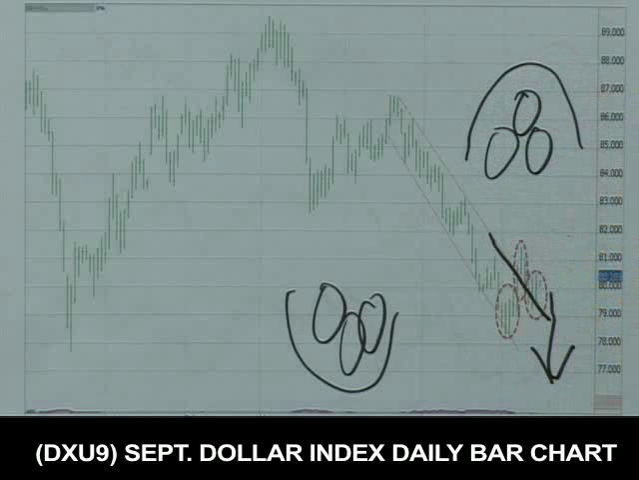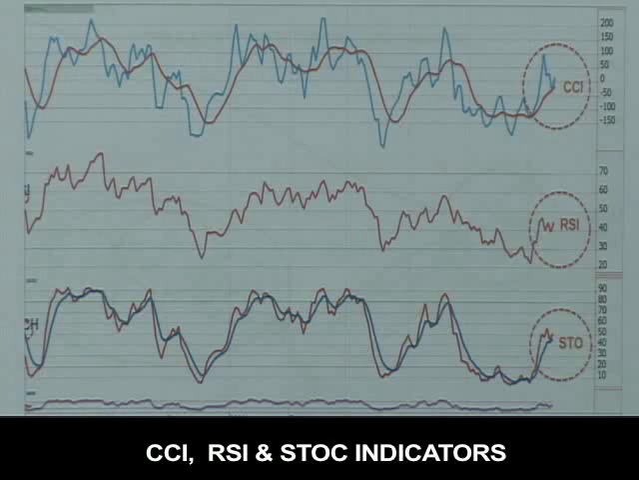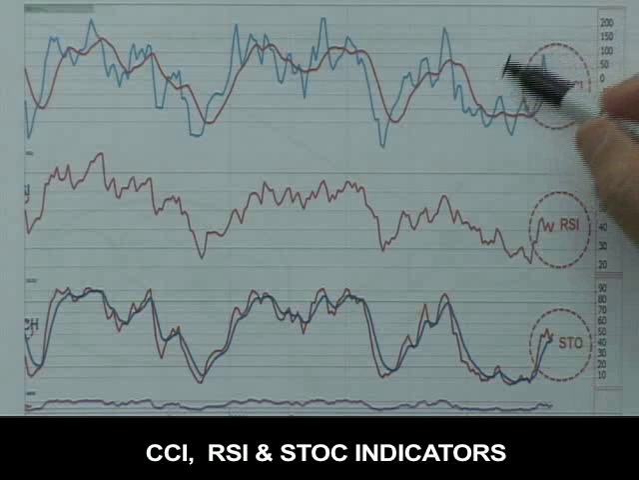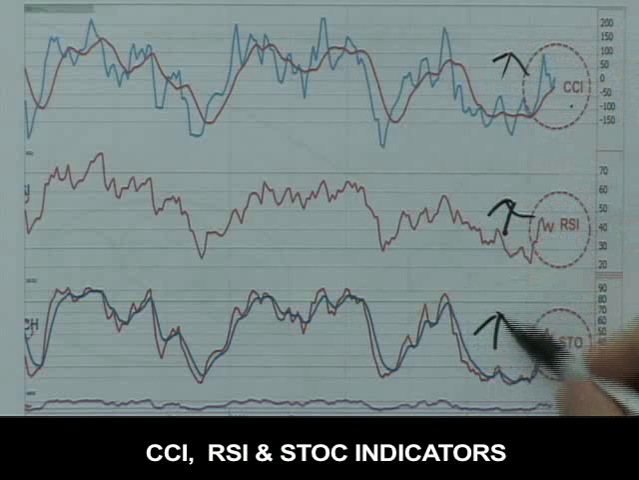Now, there are indicators in the dollar index which bode or augur for this dollar to move higher tomorrow. So let's look at those. Okay, traders, the very same indicators that were pointing down in euro currency. One, the commodity channel index, clearly pointing up now in dollar index. The RSI, or relative strength index, clearly pointing up, as are stochastics, clearly pointing up.